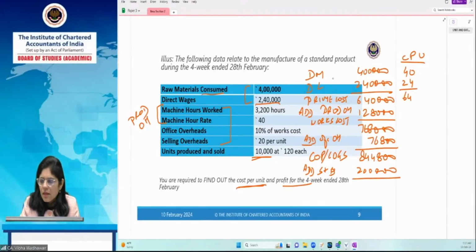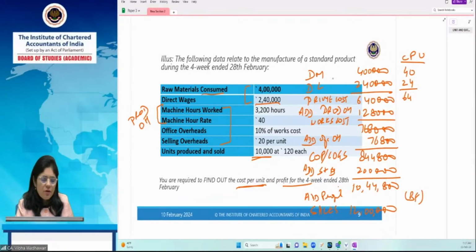Clear? So then you have 10,44,800. Then you add profit. Profit is not given, but sales is given. So profit will be the balancing figure. Sales is 12 lakh. So calculate the profit. How much is profit? 155,200. 155,200 is the profit.